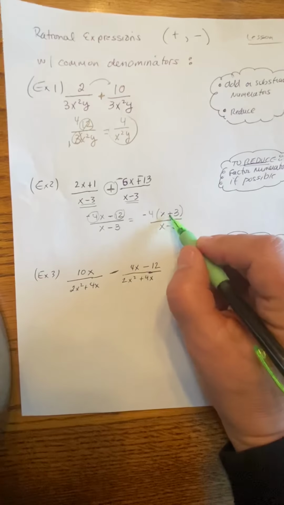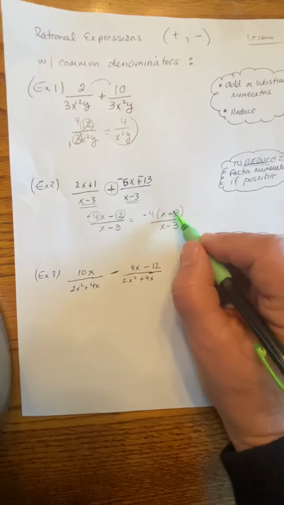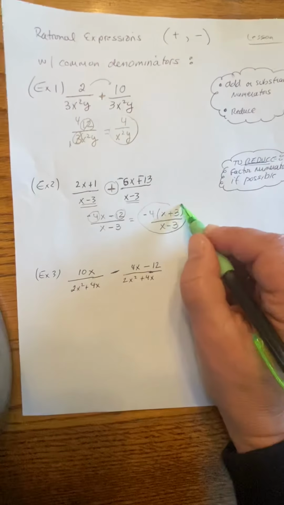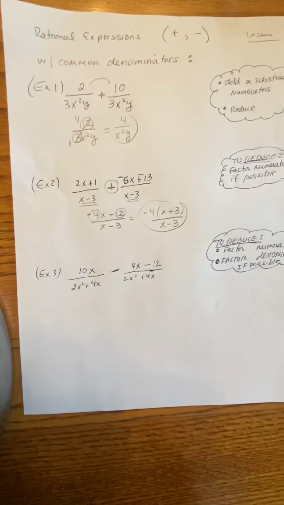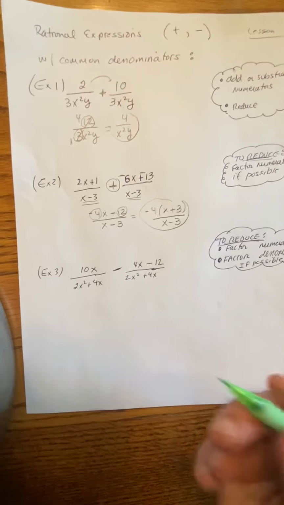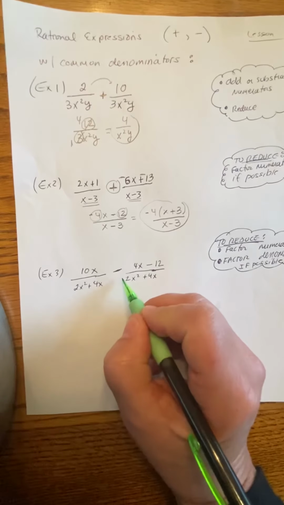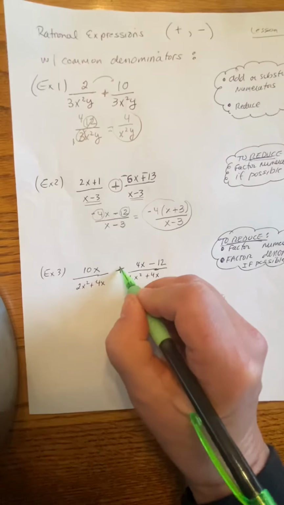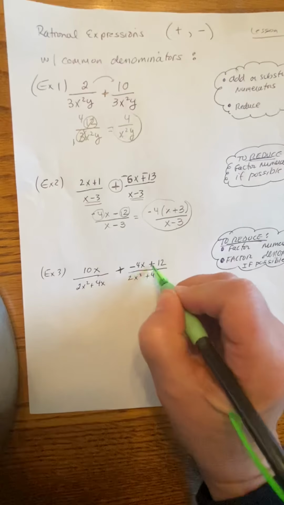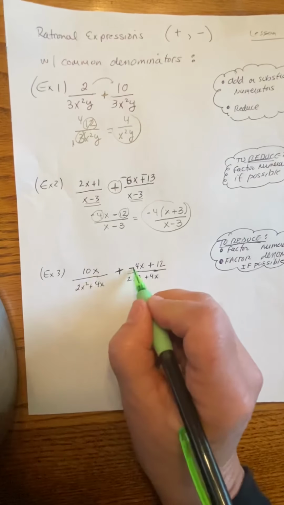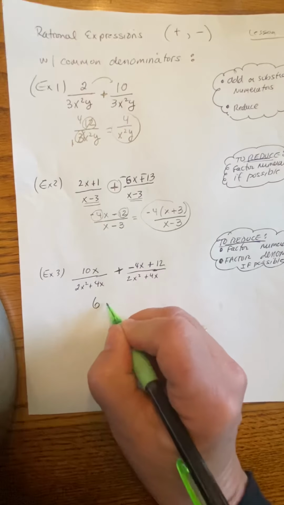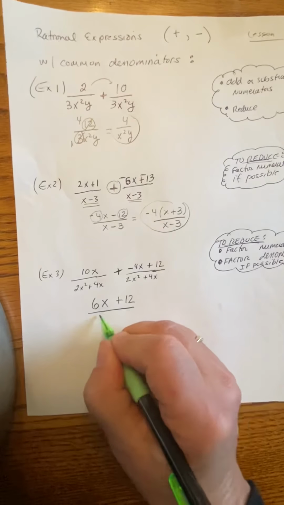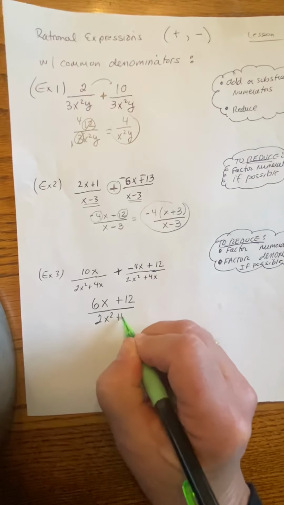However, if this were an x minus 3, we would then continue to reduce that fraction. And again, either answer is correct. On the last example, another subtraction with a common denominator. And again, we are going to add the opposite of every term in the numerator. Adding those like terms together, we have 6x plus 12 all over the common denominator.